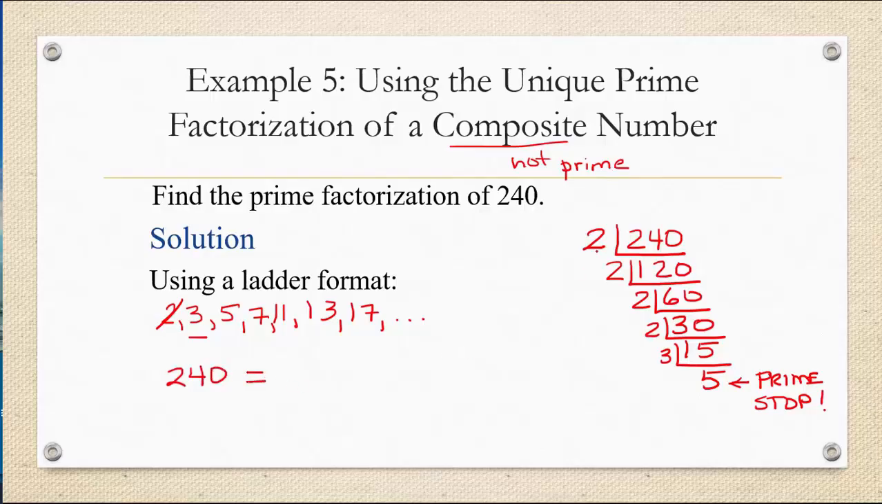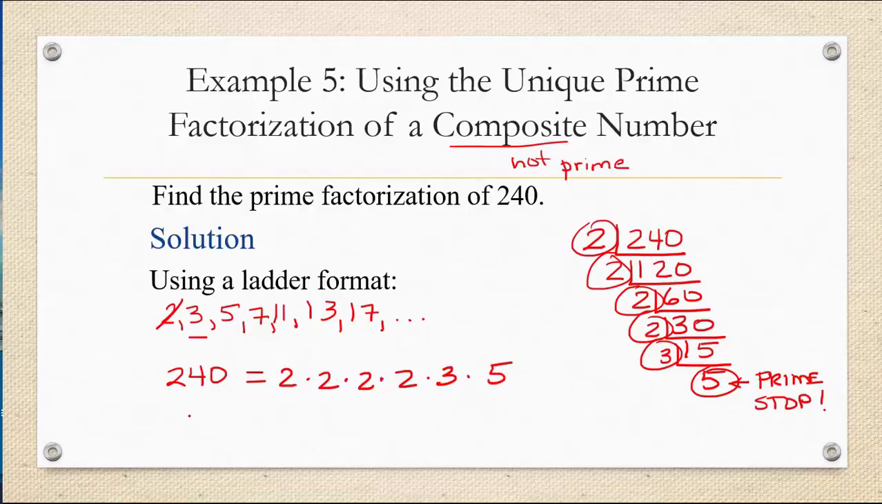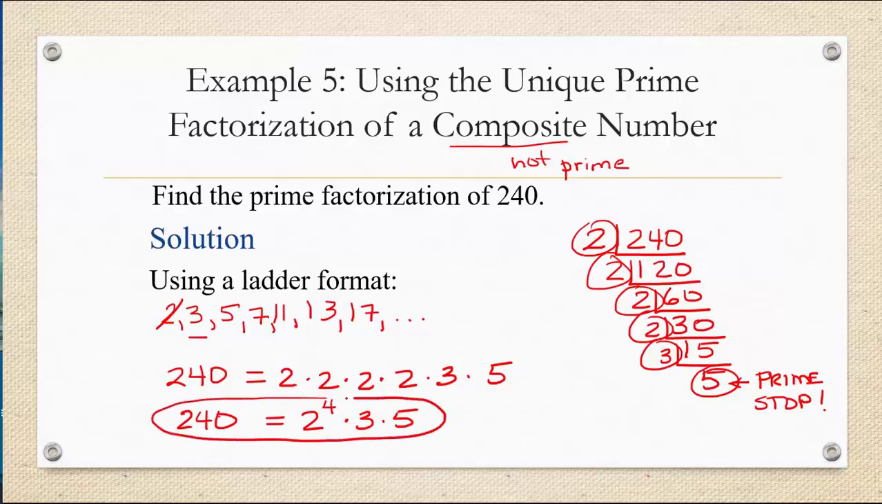240 then is going to be equal to the product of all of the prime factors that we divided into it plus that number 5. So 240 is going to be 2 times 2 times 2 times 2 times 3 times 5. But we prefer to write this in exponential notation with an exponent on the 2. So 2 is multiplied by itself 4 times, so we write that as 2 to the 4th times 3 times 5. This is the prime factorization of 240.